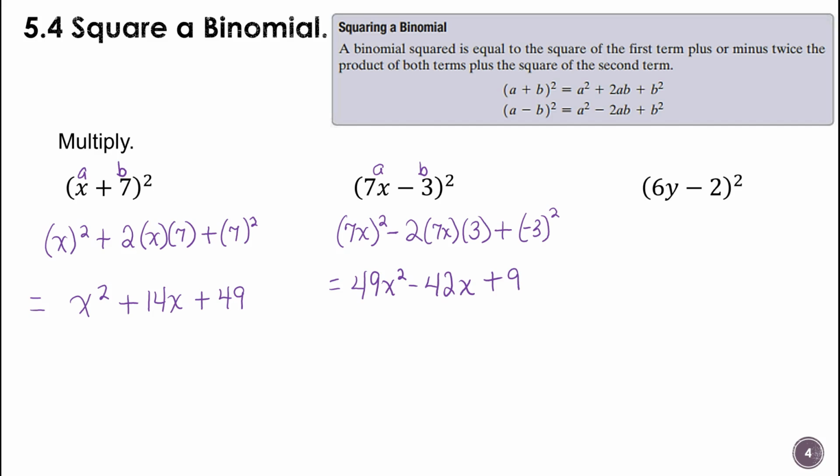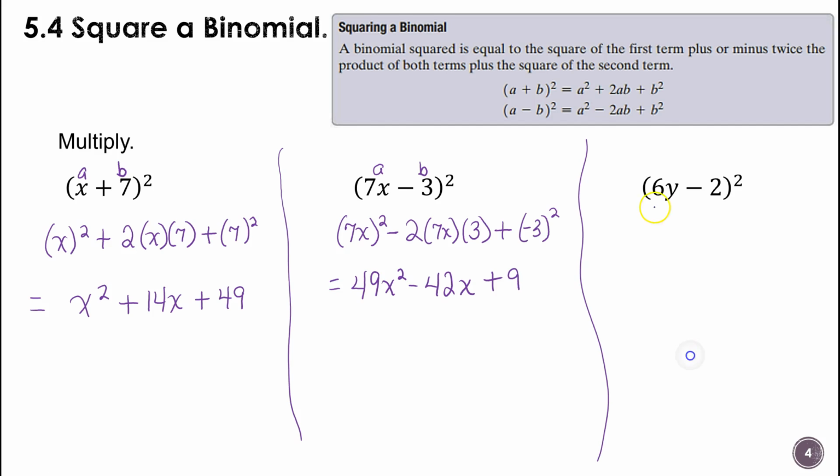Now, like I said, you can just write these out and multiply them without using the formula. And so I'm going to talk you through it one more time. So if you write them out 2 times, write 7x minus 3 times 7x minus 3, you get the same answer. On this next one, I'm going to tell you the shortcut that I take.